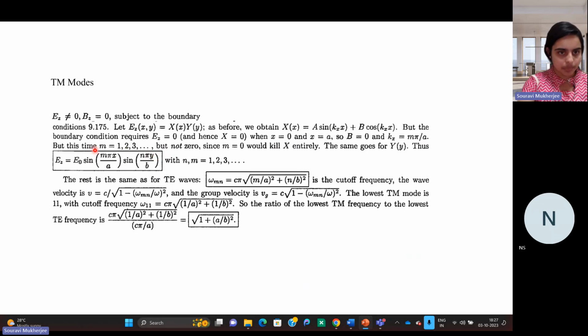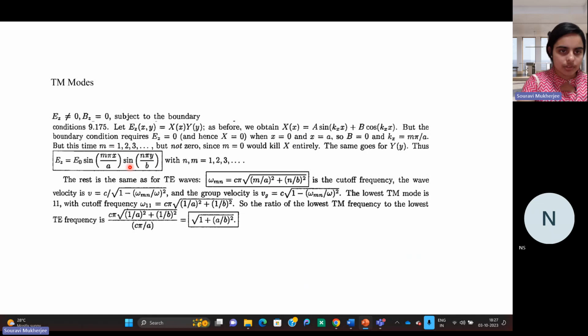But now it's important that your value of m or n starts from 1. It does not start from 0. Why? Because if you put 0, then the entire thing becomes 0. Ez will become 0, since sine of 0 is 0. So here your first mode would start with m equal to 1, n equal to 1. That should be your lowest mode. So it's important to note that the lowest TM mode is 1, 1, because otherwise Ez will turn out to be 0.